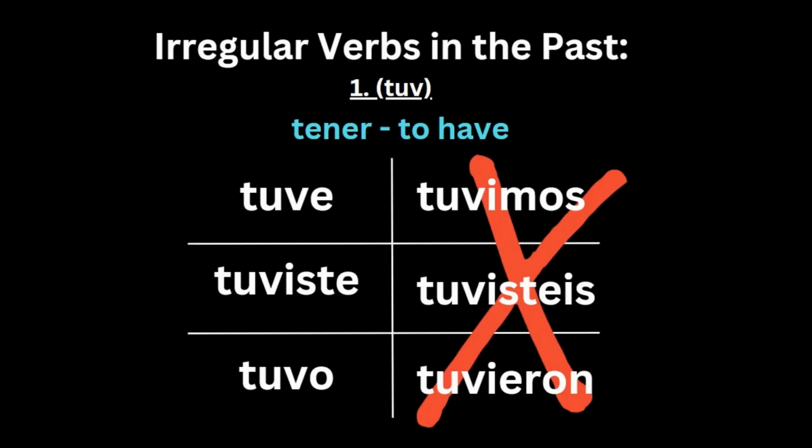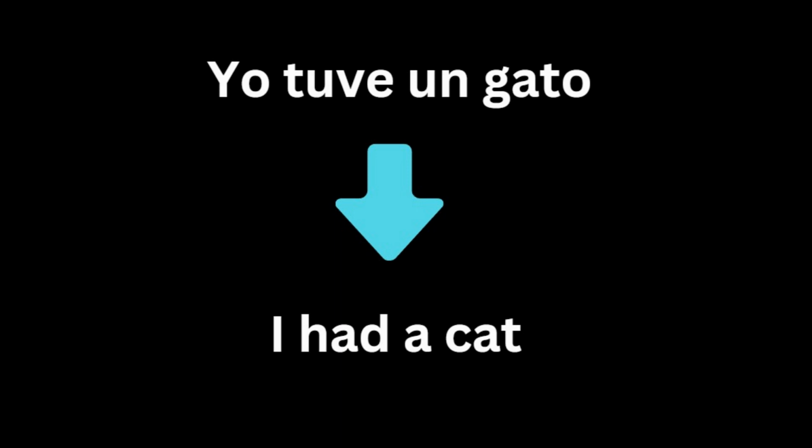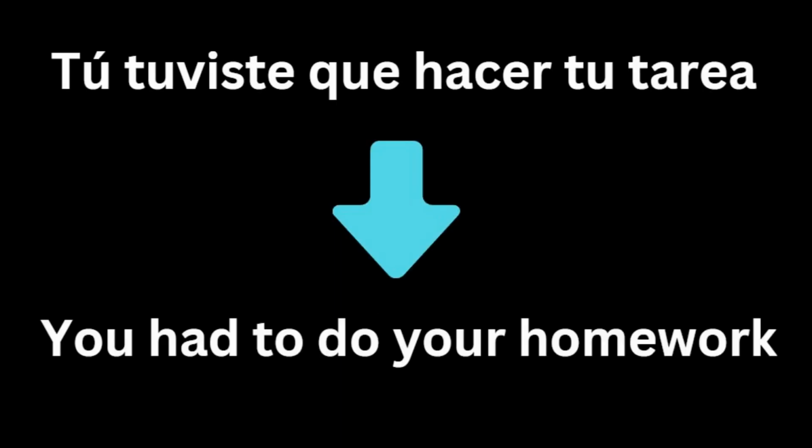I recommend not focusing on these pronouns because they're not that useful in conversation, and so the other ones are more useful, like saying yo tuve un gato, I had a cat, or maybe if you want to include an action inside, you can say tú tuviste que hacer tu tarea, meaning you had to do your homework, and from there, you can make any sentence you want.